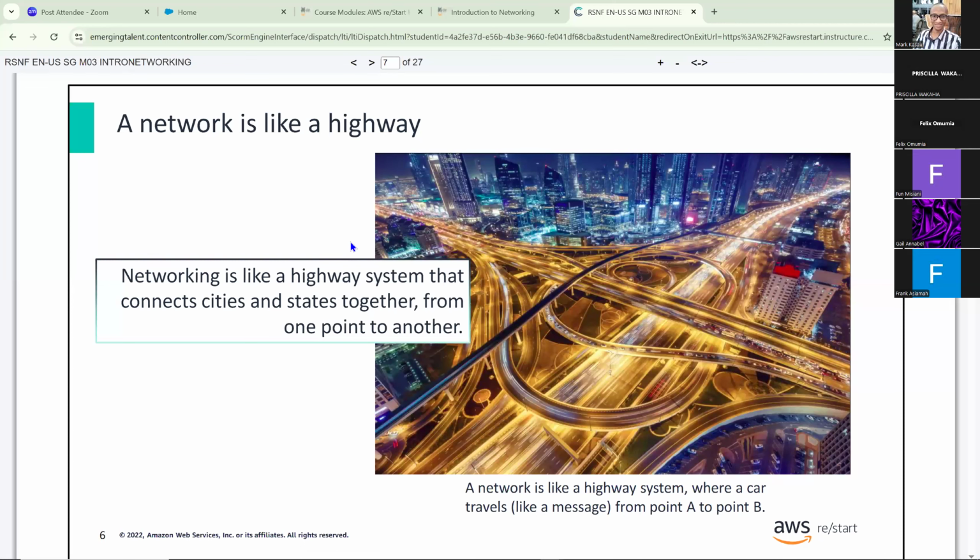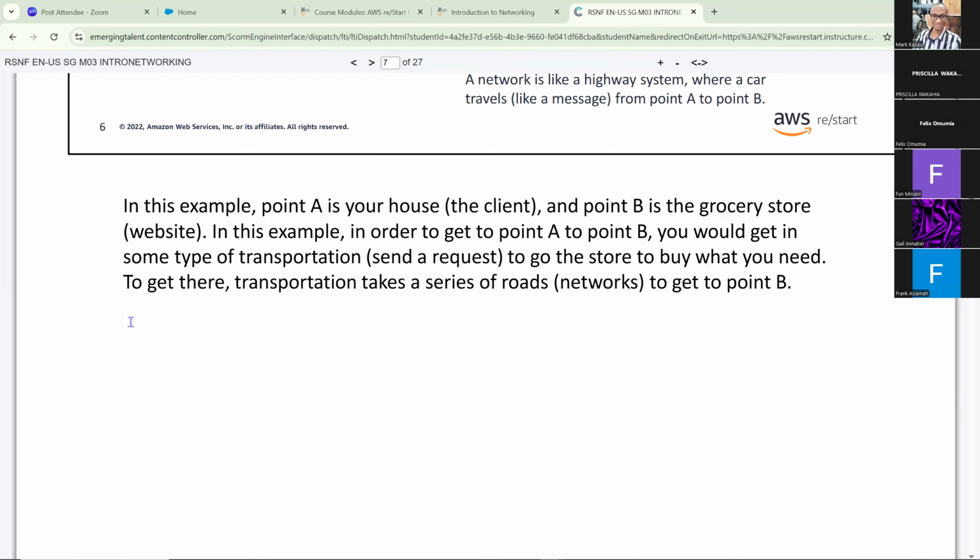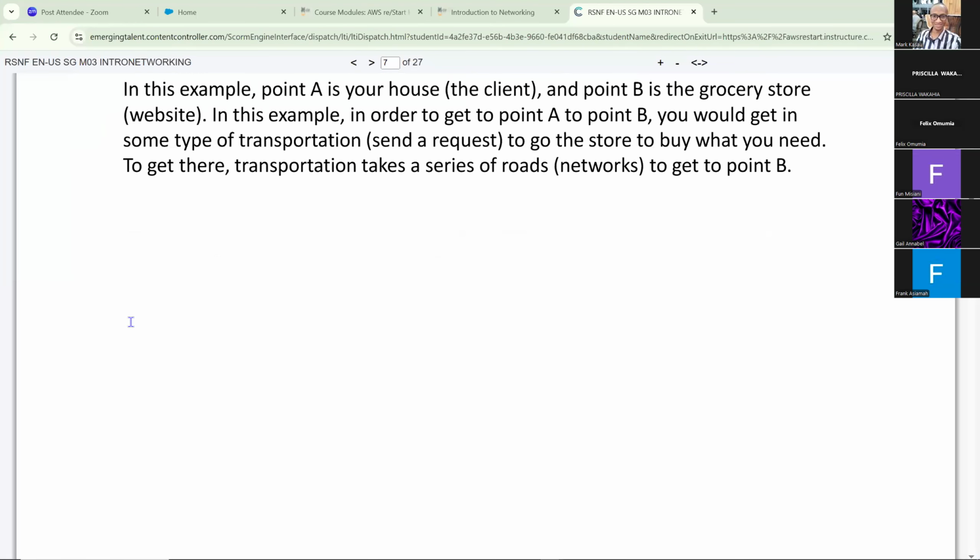You can be communicating here and then you get your information traveling to where it is supposed to go. So I hope that one makes sense. Then in the example that you've seen above, point A is your house, which we call the client. And then point B is the grocery store, which you call the website.